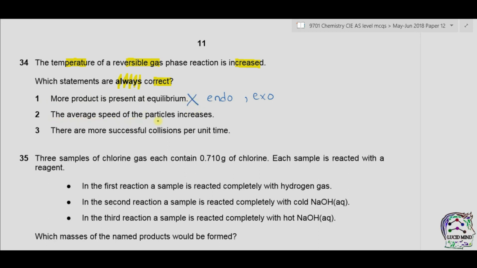2. The average speed of the particles increases as we are increasing the temperature, so it will increase the kinetic energy of the molecules of both reactants and products, therefore average speed will also increase. Number 3. There are more successful collisions per unit time. As we are increasing the temperature, the kinetic energy is increased and the number of collisions will increase, so there is a chance that more successful collisions will also increase. As options 2 and 3 are correct, the answer is therefore C.